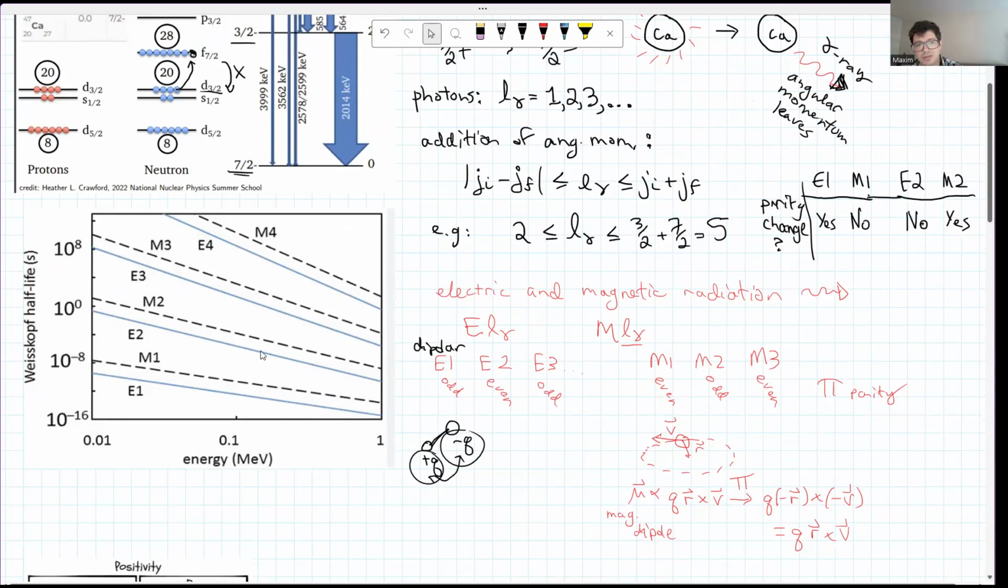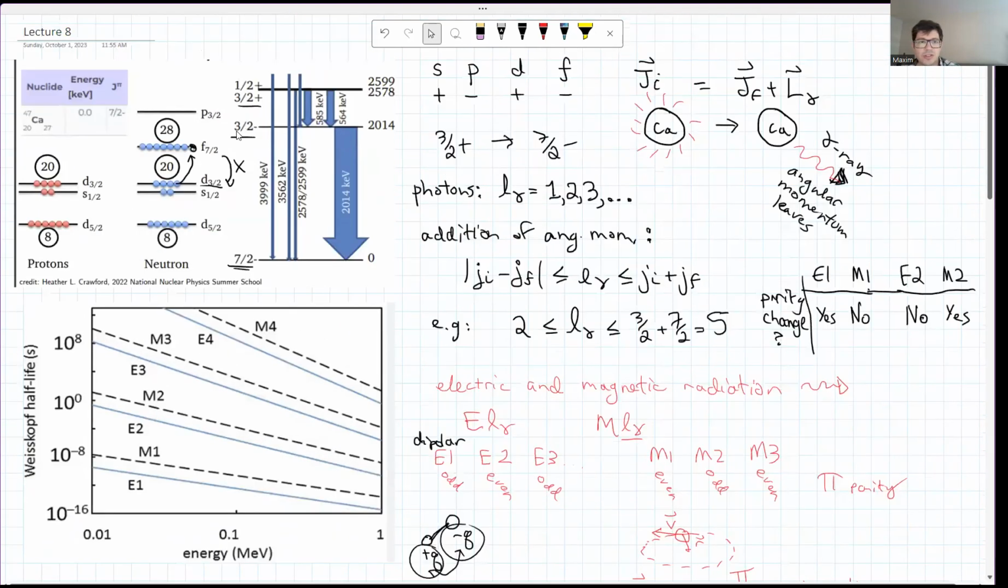I know it might seem that way because the lines are close to each other, but this is actually a logarithmic scale. So you see this is 1 second, and this is already sub 1 second, and this could be multiple seconds. So it could be quite a bit larger in terms of the rates. And so we know if we look at this E2 versus M2, E2 corresponds to no parity change. So that should be favored. That means this transition, 3/2 minus to 7/2 minus, is likely corresponding to an E2 photon, right?